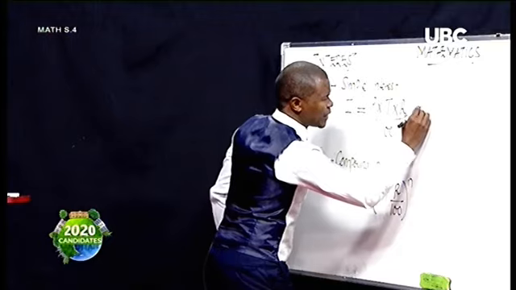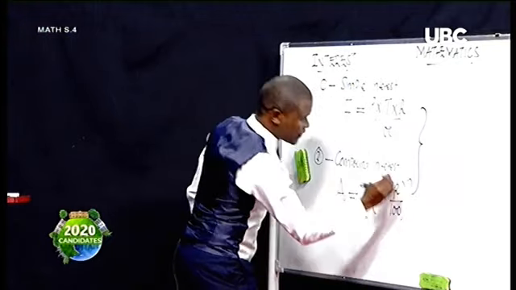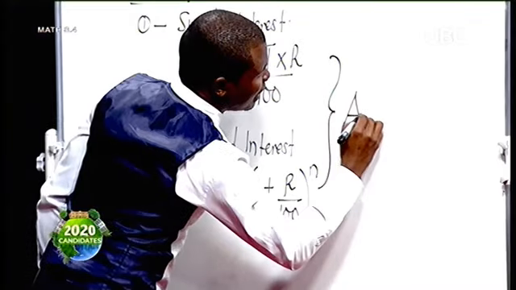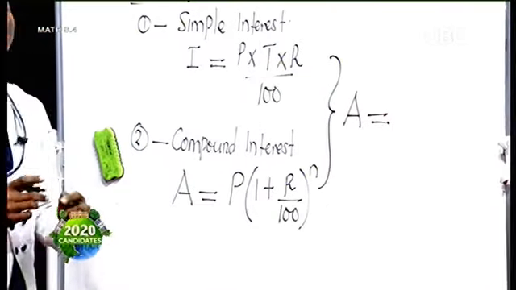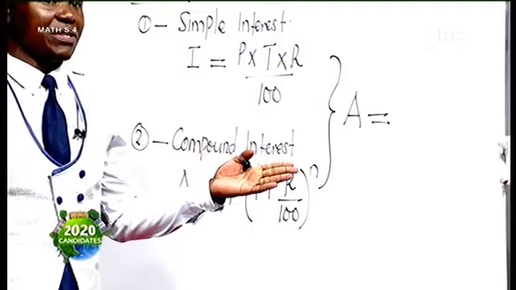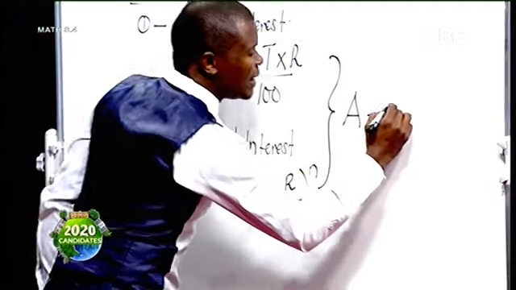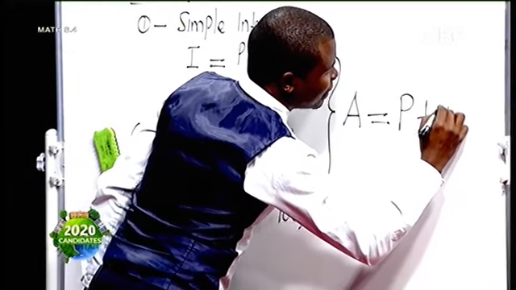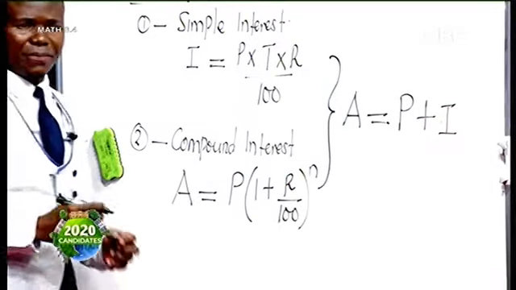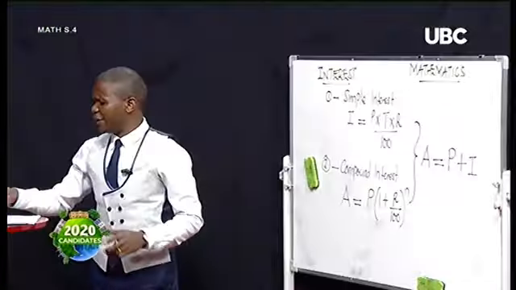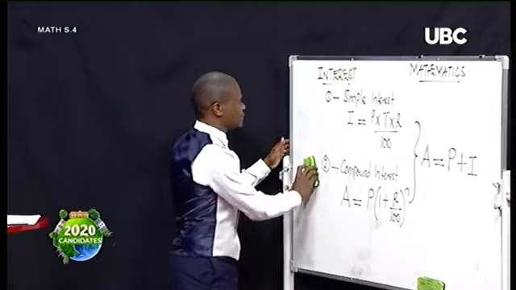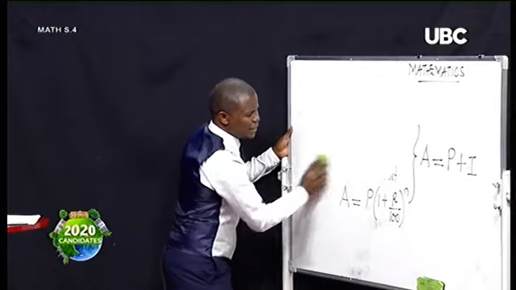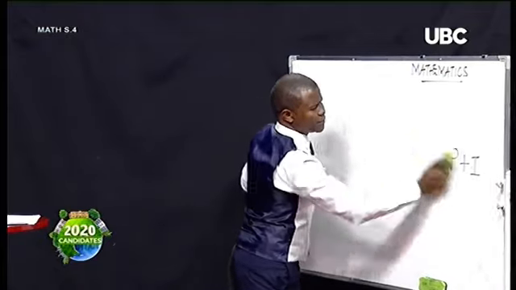What you shouldn't forget, that in both cases, the amount of money at the end of the given period is still the same. Amount of money is equal to the principal plus the interest. Let us go live and try out a question. Kindly get your pen and your book and we try out a question.